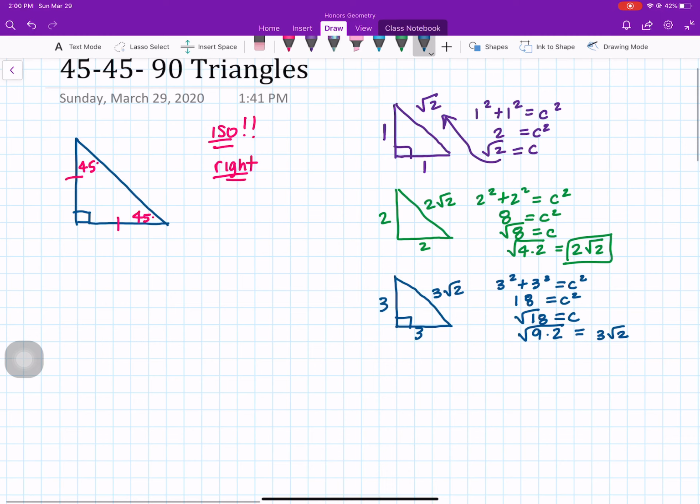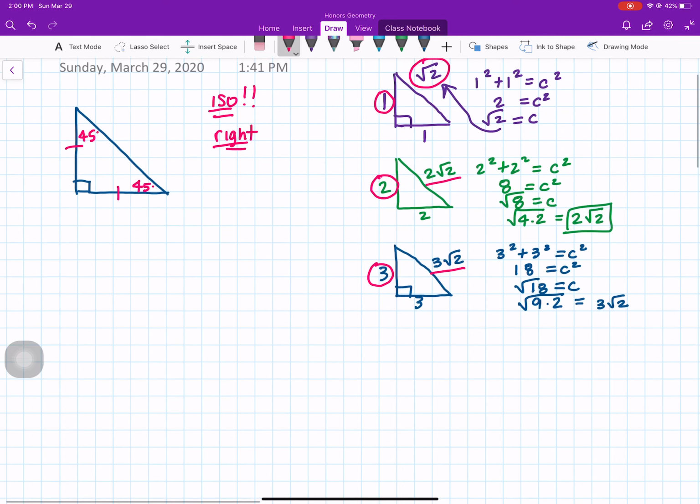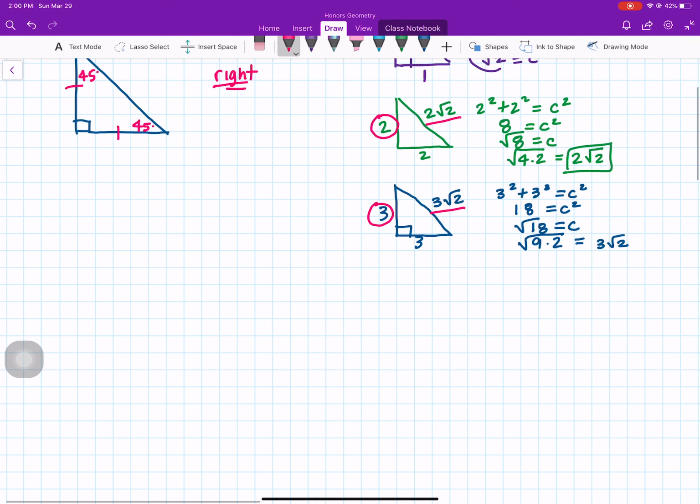Are you noticing a pattern yet? When the leg was 1, the hypotenuse was root 2. When the leg was 2, the hypotenuse was 2 root 2. When the leg was 3, the hypotenuse was 3 root 2. Notice these are all the same triangle. They're all going to have the same proportions. They just have different side measures.